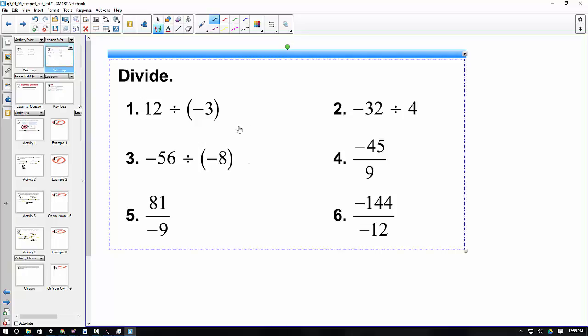Here we go. So 12 divided by negative 3 is going to be negative 4. And the next one is negative 8. Next one is negative 7. This should be a negative 5, negative 9, and then finally this will be a positive 12. And the reason why these all work out the way they do is a negative divided by a negative is a positive, a positive divided by a negative is a negative, and hopefully you understand how this works by now.